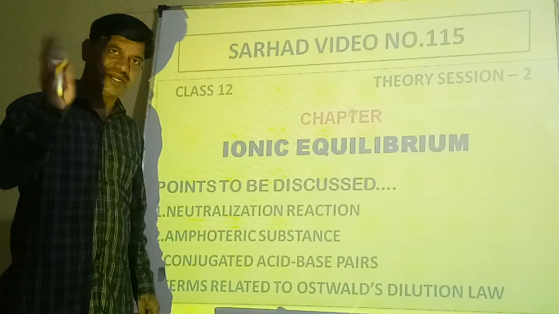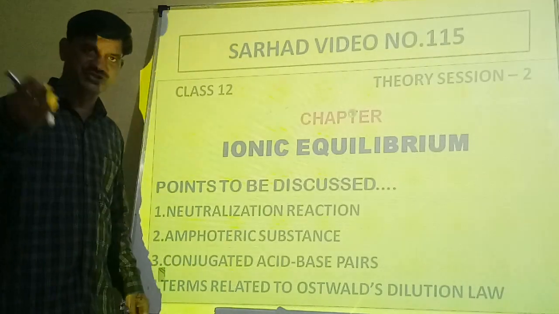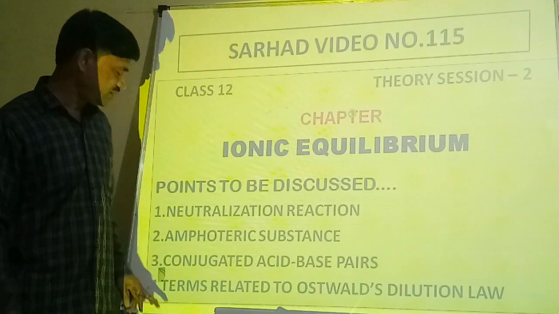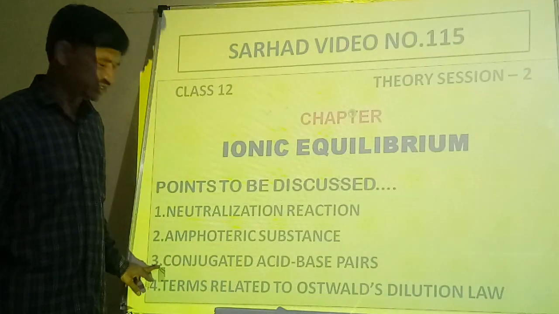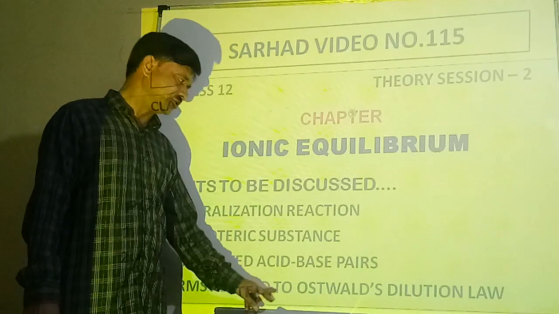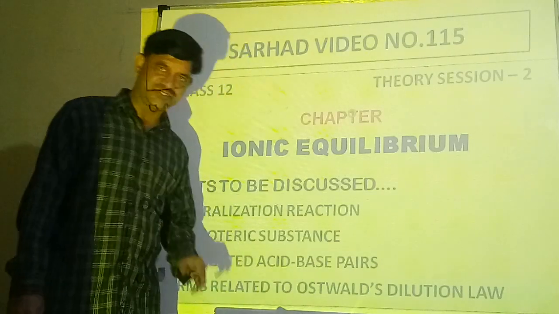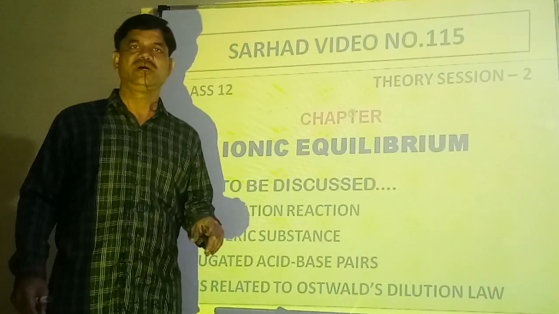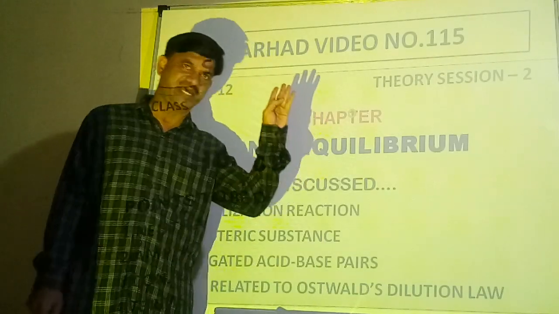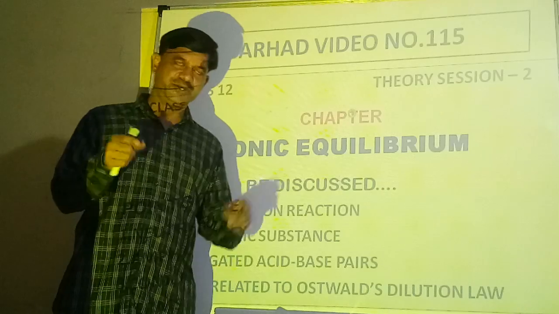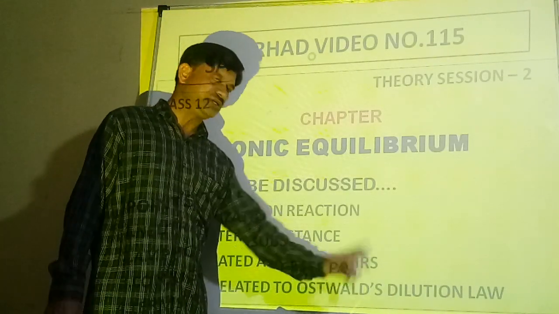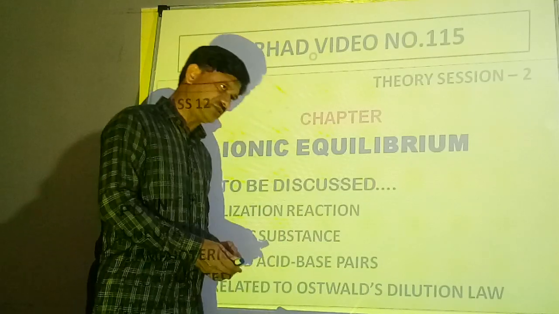Second, how to identify an amphoteric substance, which is a definition-oriented MCQ. Third, which among the following is a conjugate acid-base pair, which one can easily identify for first-level MCQs. And the last point, we are going to discuss terms related to Ostwald dilution law. In the next theoretical session, we are going to derive different mathematical expressions for weak electrolytes, weak acids and weak bases. So before that, you should be familiar with important terms related to Ostwald dilution law. This is the content of today's theoretical session.